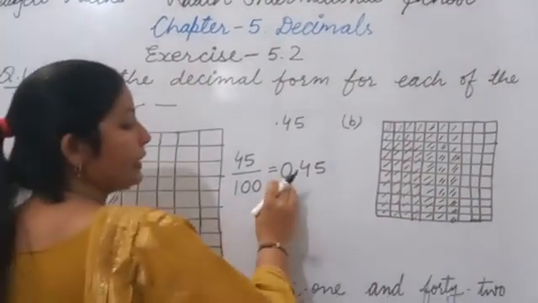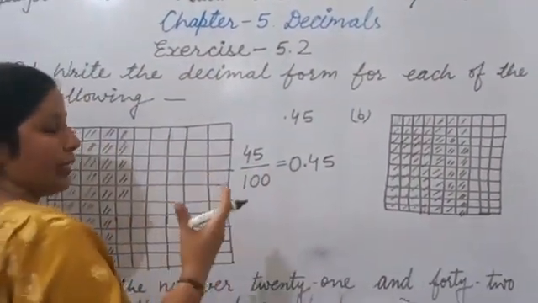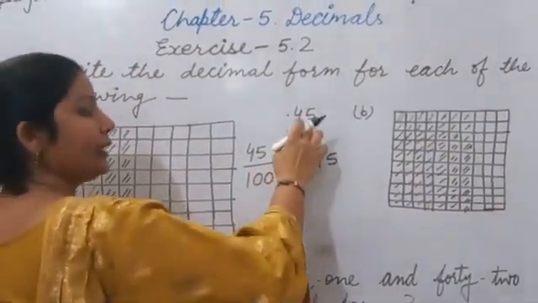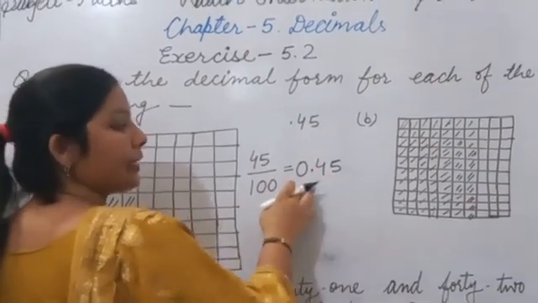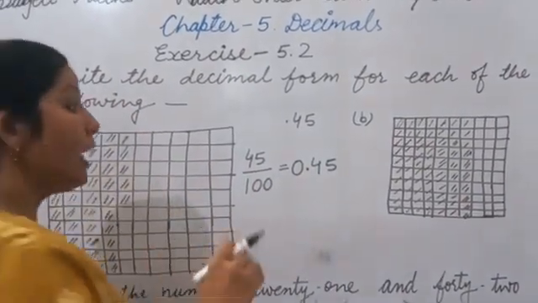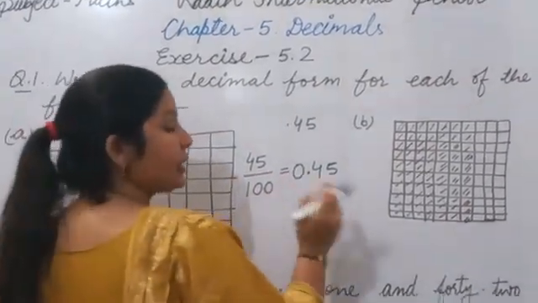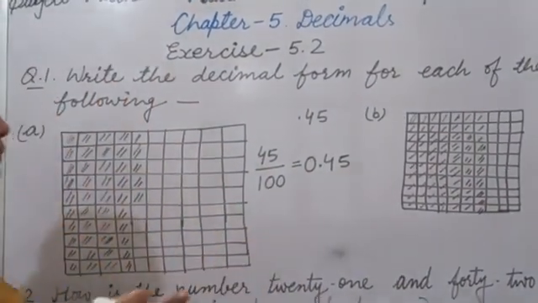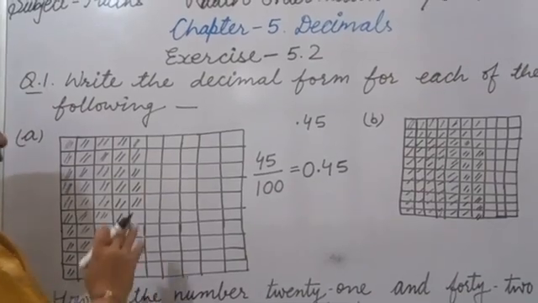And if we are taking 0, then it is also correct. So we'll speak it 0.45. Both are correct. You can write like this also. After the decimal we speak single digits. So we'll speak it 0.45. Okay. So A part is complete.